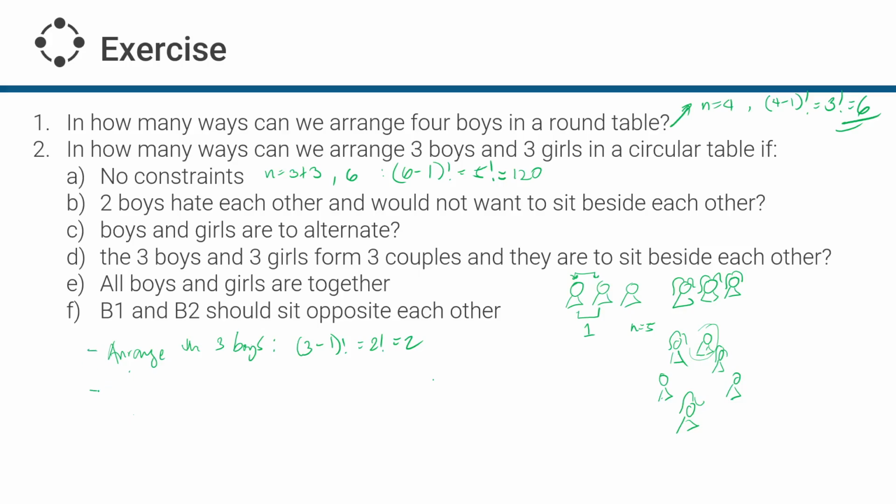Next, we need to arrange the remaining girls on the remaining three positions. There are three girls. Arrange the three girls on the remaining seats. And then we can move them around, right? So there are 3 factorial.